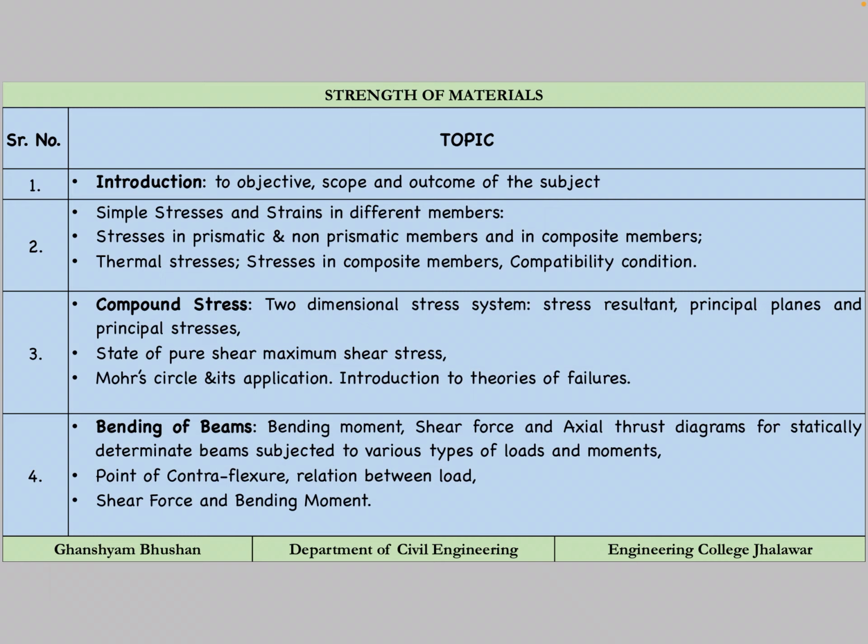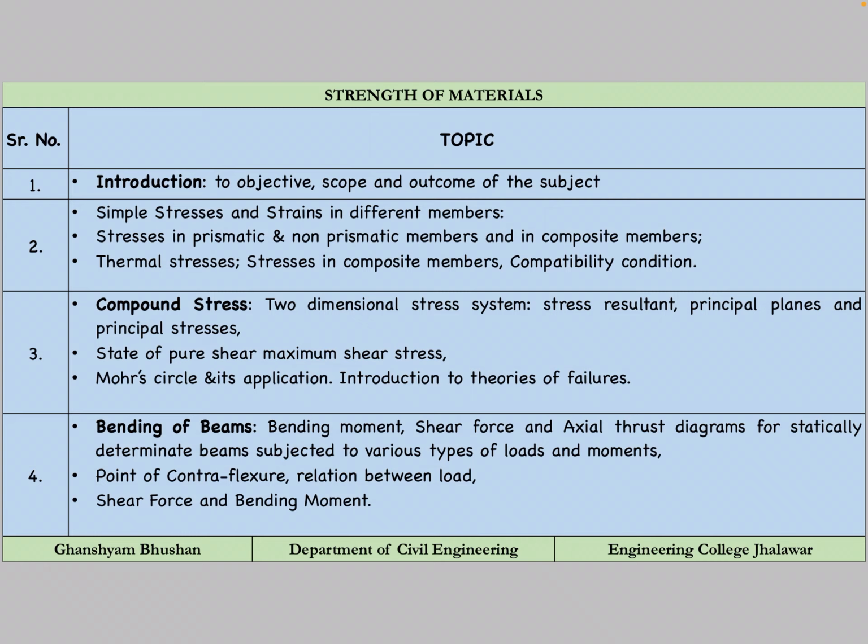After that, the concept of compound stress. Till now, in the last unit of engineering mechanics, we dealt with only uniaxial stresses. Now we will be seeing the two-dimensional stress system and the three-dimensional stress system. We will calculate the resultant of that, the principal planes, principal stresses, the state of pure shear, and what the maximum shear stress is in that condition. Mohr circle is there, and how we are going to apply it, and various theories of failure.